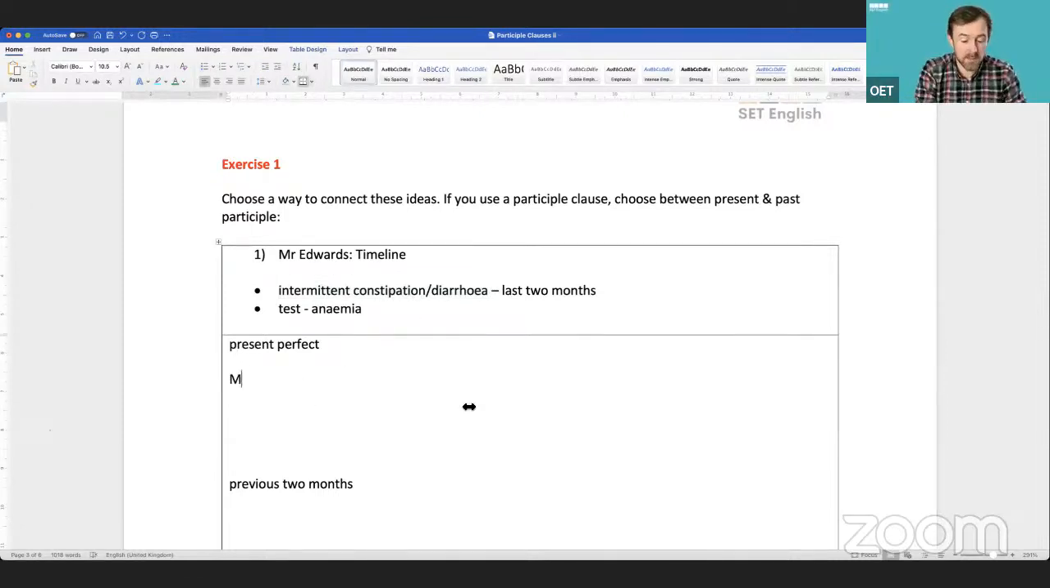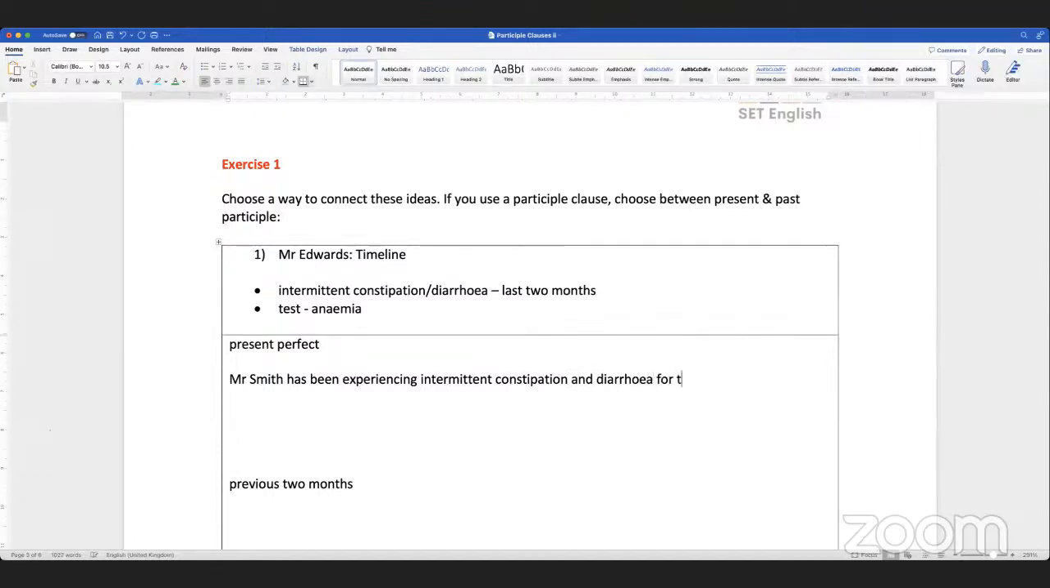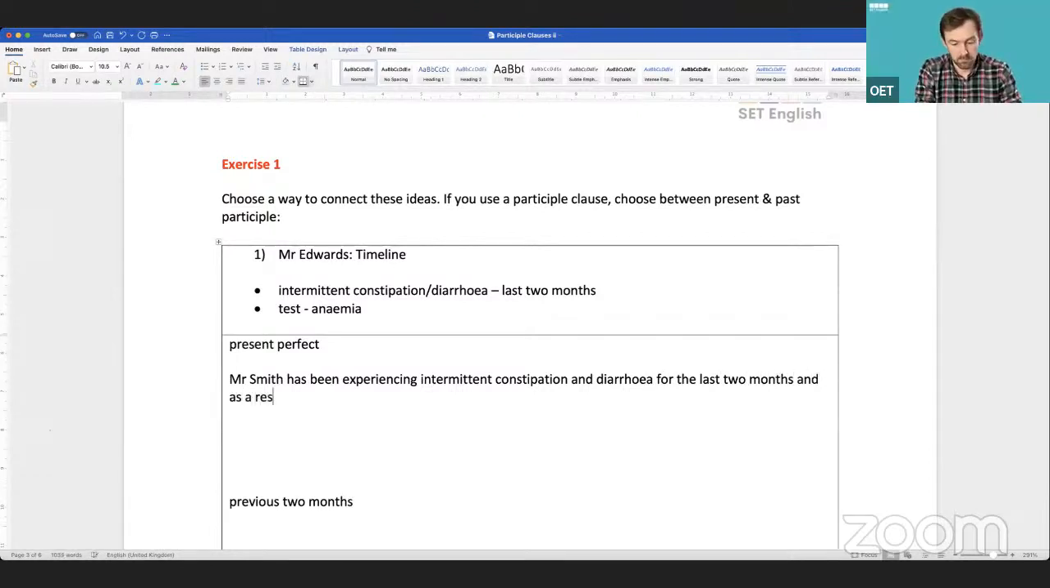I can say Mr. Smith has been experiencing intermittent constipation and diarrhea. How long for? For the last 2 months. And as a result, I have arranged an anemia test. Okay, that's an easy way to do it, isn't it?